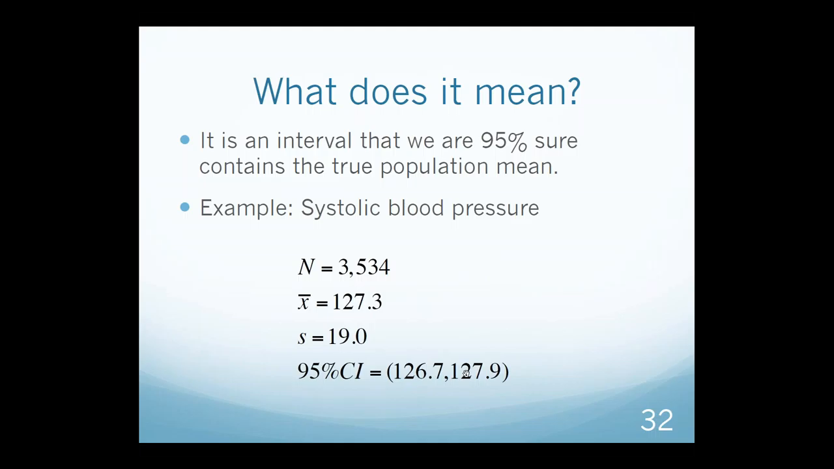But this is where people often get caught up. It doesn't mean 95% of individuals' blood pressure falls here. It means that we have 95% confidence that the true mean falls within that interval, not that 95% of the observations fall within it. There's no way out of 3,000 patients that 95% of the observations were between those two numbers.